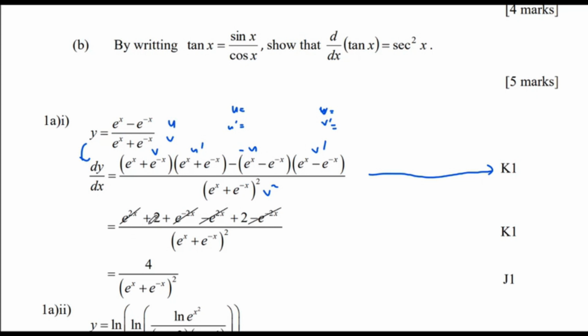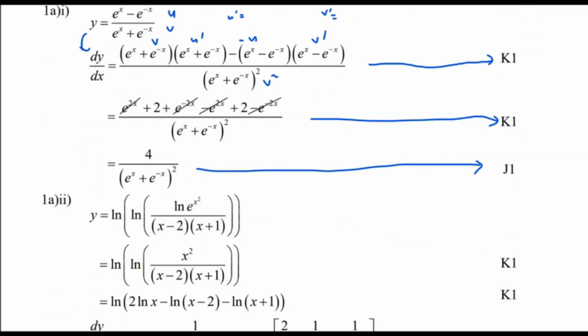Next is we try to simplify. Ada yang boleh potong, kita potong. And you will get another k1 here. Then you simplify this one. Dapat 4 over exponent x plus exponent negative x kuasa 2. This is your J1. Okay, next, number 2. Number 2, we have ln exponent x square over x minus 2, x plus 1. Okay, the first marks is exponent and ln and exponent can be cancelled off. This one dia dapat x square kat sini.